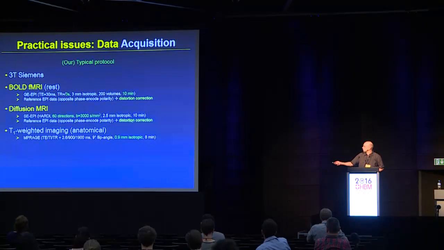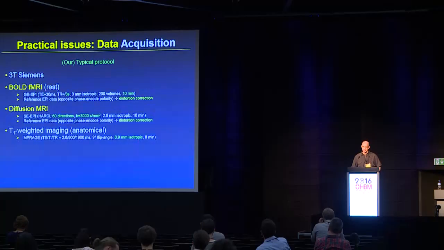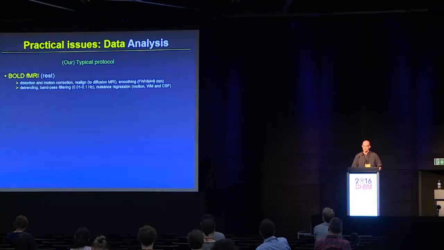Our diffusion protocol is HARDI data, so 60 directions, b-value is about 3,000, and the resolution, as I said, is 2.5 or so millimeters. And again, for this data, we also have to acquire a reference data to correct for distortions. And we also acquire a T1-weighted image of about a millimeter or so isotropic for segmentation and things like that. So data acquisition is nothing in particular different to what you would do.